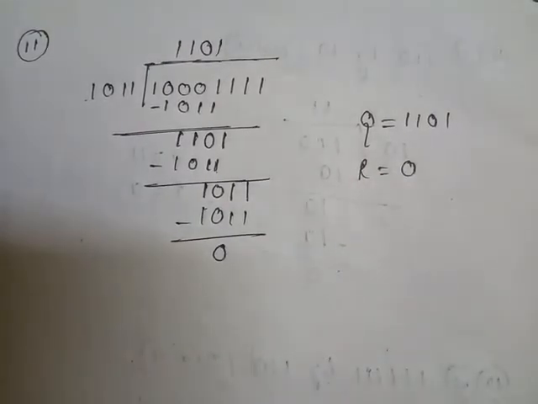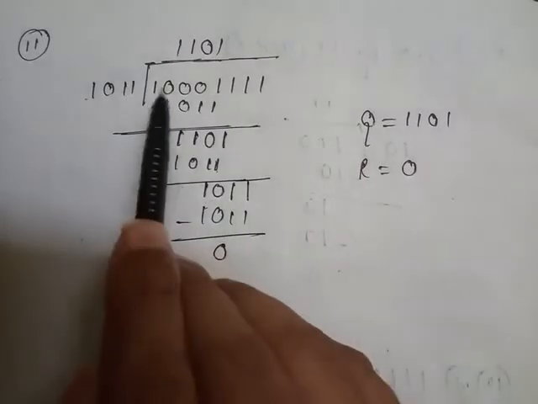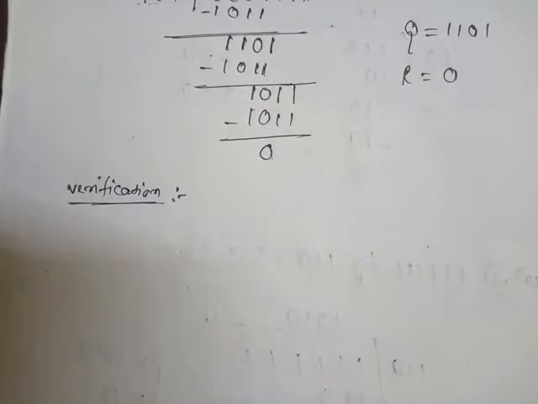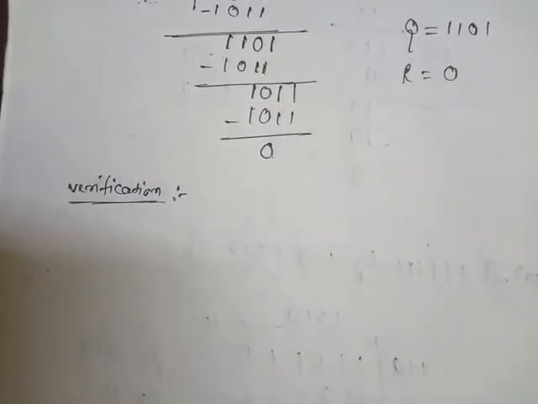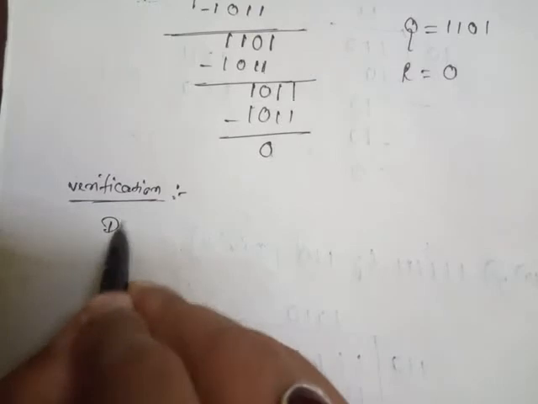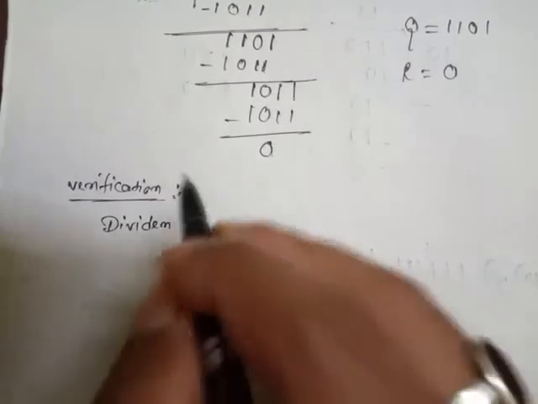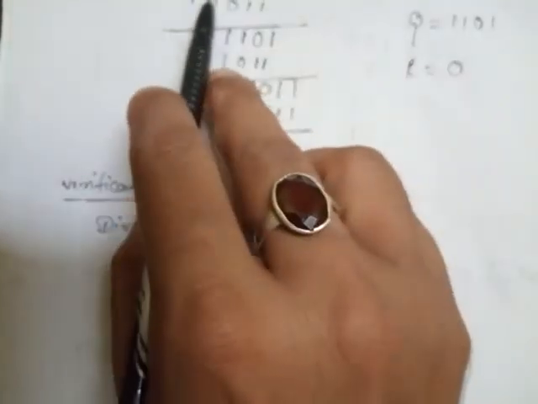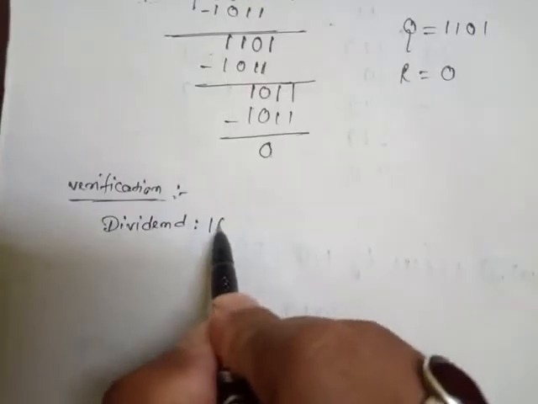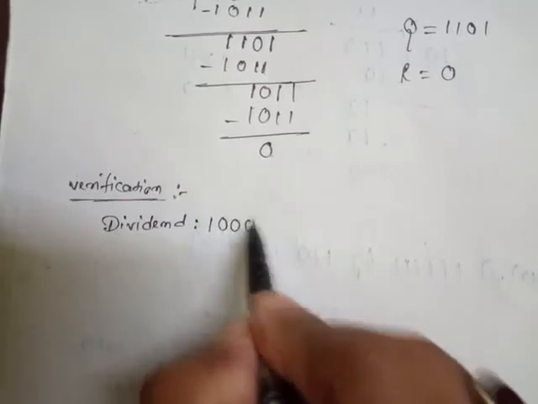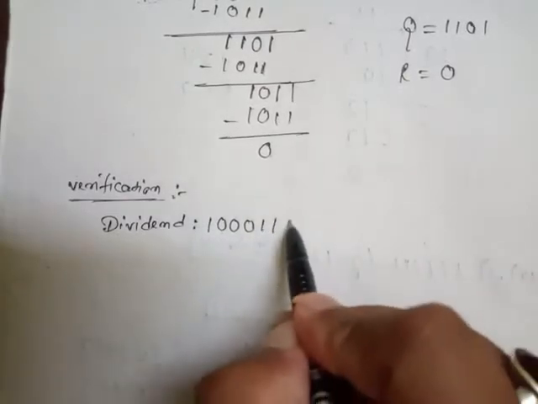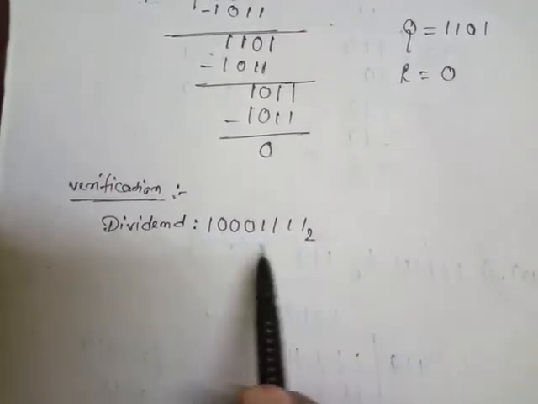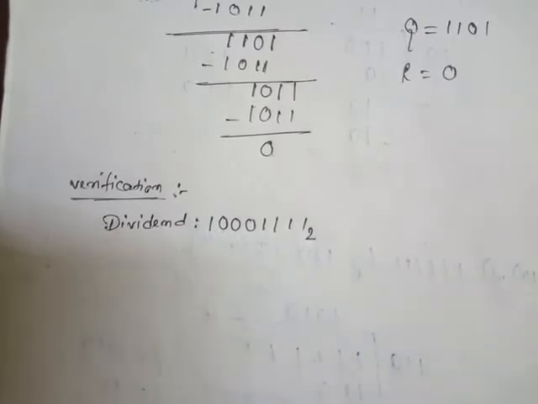Now after that we have to go for the verification. This part is dividend, this is divisor, this is quotient, and this is remainder. Now look student, verification part. So dividend equals 1000 1111. Now this value is in binary, base 2, we have to convert this value into decimal.